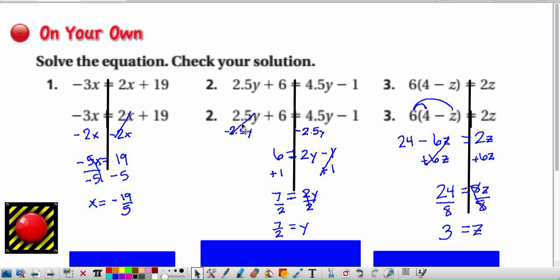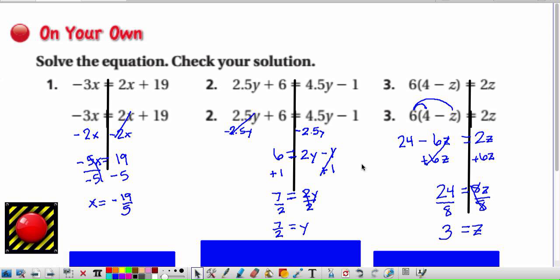Same kind of situation on this one, but the only thing different is instead of just having two variable terms and one constant, we have two variable terms and two constants. I chose to move my 2.5y over to the right, so I subtracted 2.5y from both sides. That left me with 6 equals 2y minus 1. I moved my minus 1 over by adding 1 to both sides, which left me with 7 equals 2y. To get that y by itself, I had to divide both sides by 2, and 7/2 does not work out evenly, so I just left it as 7/2.